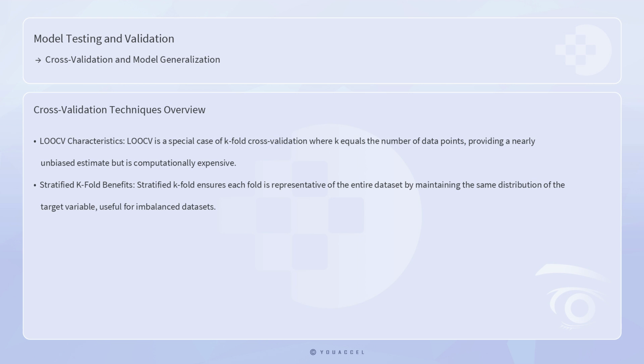Stratified k-fold cross-validation, on the other hand, ensures that each fold is representative of the entire dataset by maintaining the same distribution of the target variable in each fold. This is particularly useful for imbalanced datasets where certain classes may be underrepresented.